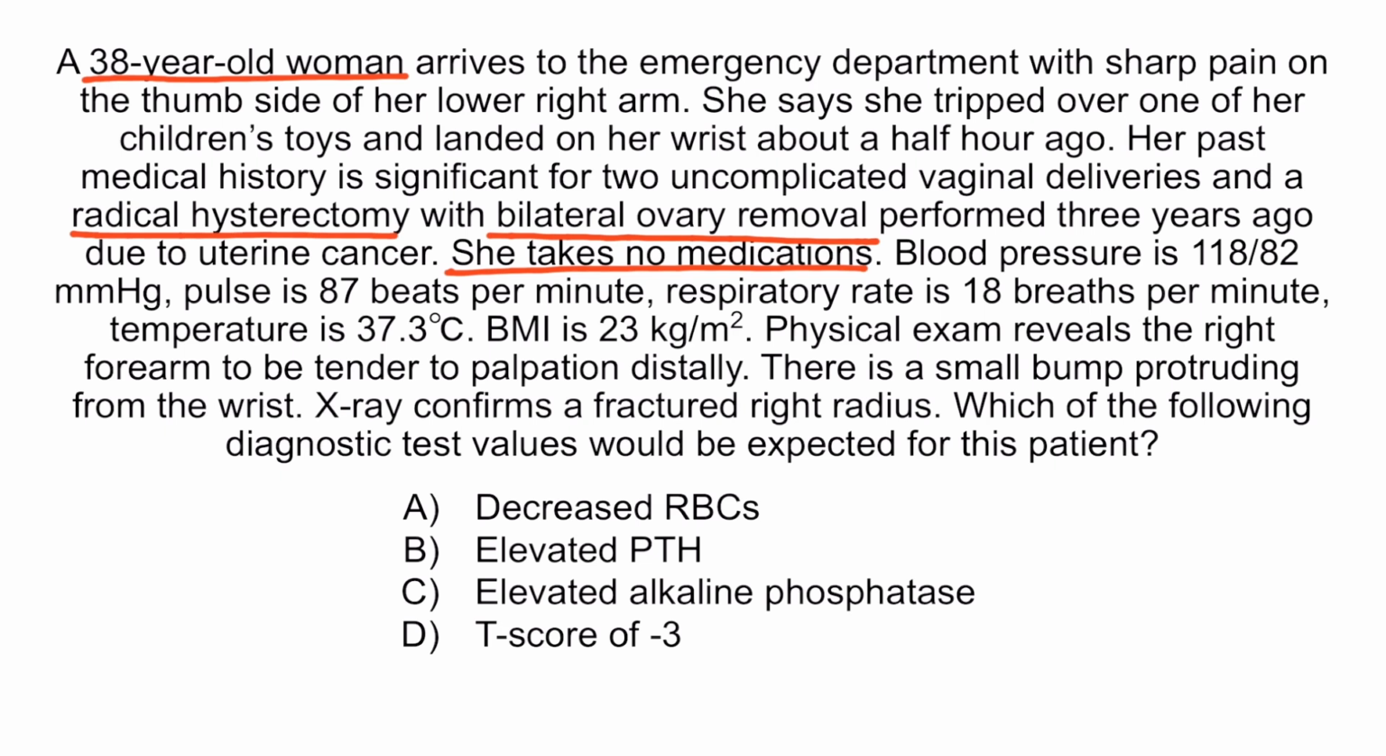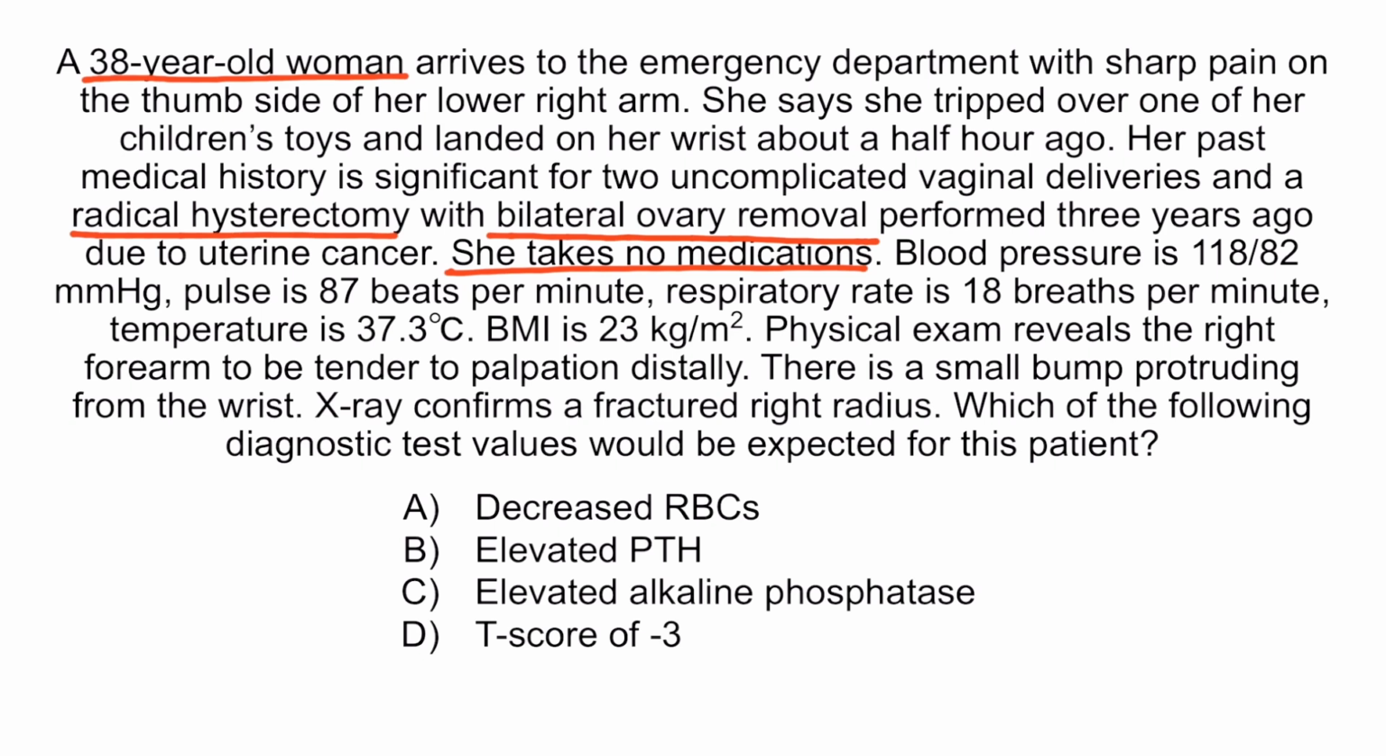Okay, so a middle-aged woman presents with a fracture caused by minimal trauma. Now, by her age, we would expect this woman to be premenopausal, but due to a radical hysterectomy with bilateral ovary removal, she has essentially entered premature menopause. Now, given these two facts, and the mention that she doesn't take any estrogen replacement, we would expect this patient to have osteoporosis secondary to decreased estrogen levels.